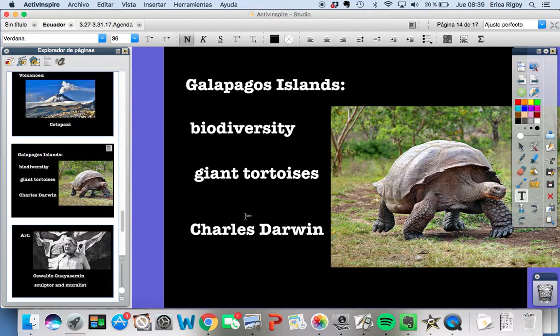And the famous Charles Darwin went to Ecuador, to the Galapagos Islands, to study evolution and to develop his theories of the process of evolution. So those studies took place here.